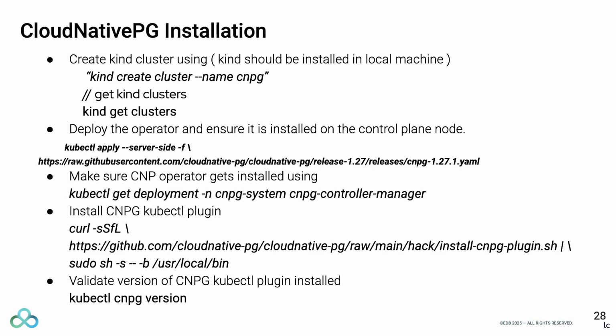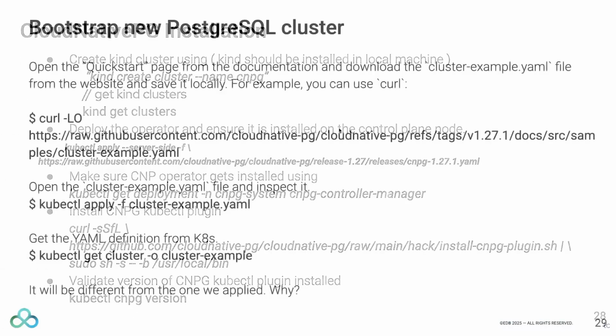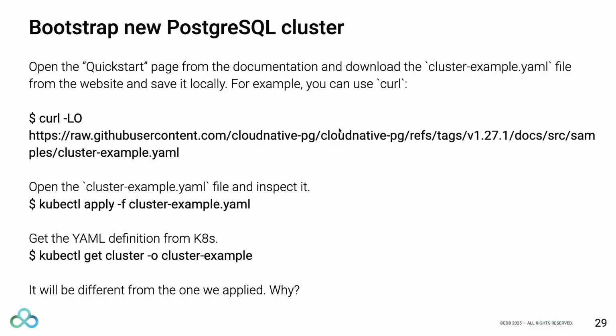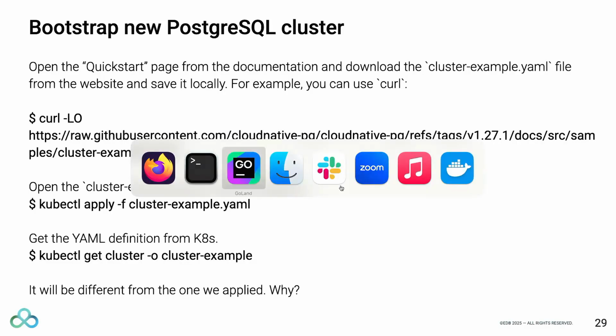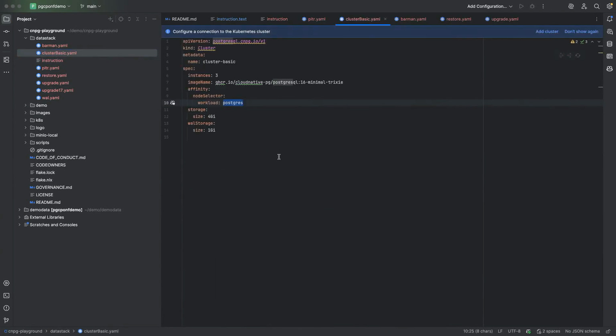Okay, and we have the CNPG plugin also, which we use for backup and other things. It is a tool we will use for demoing how we promote the primary. Okay, so perfect. Let's deploy a simple cluster, a very basic cluster.